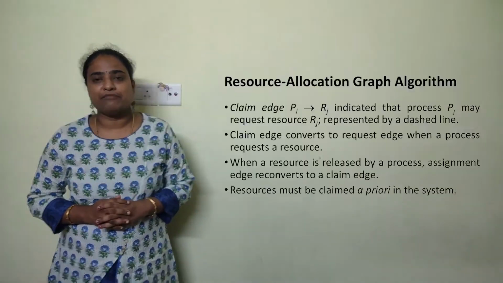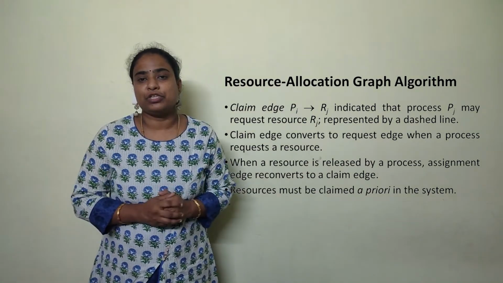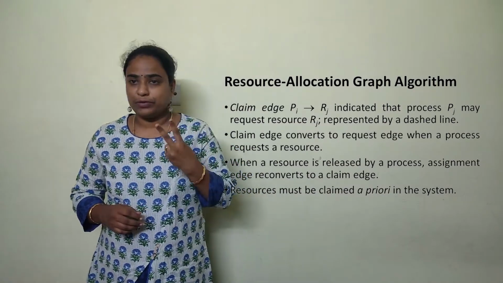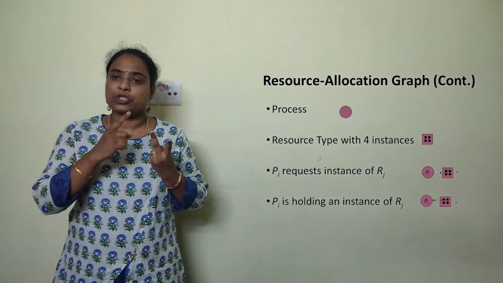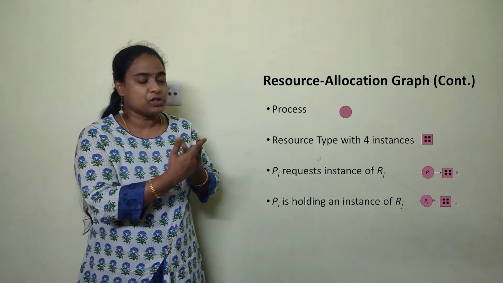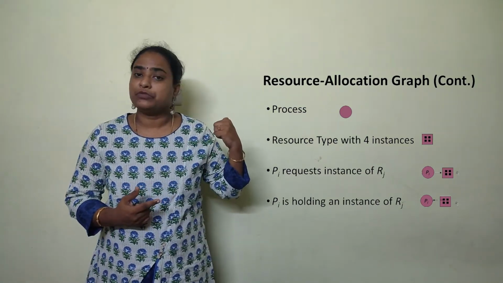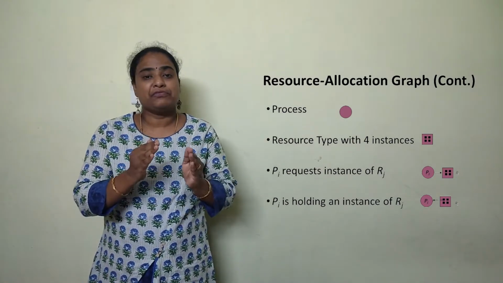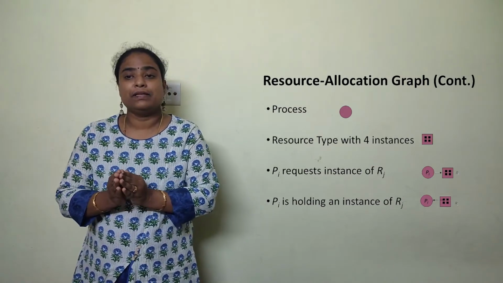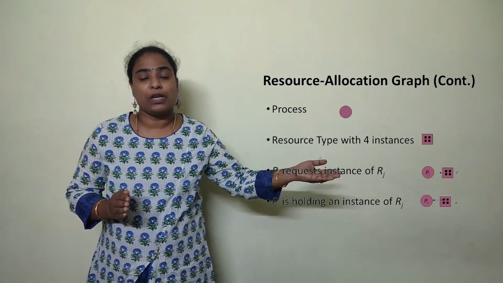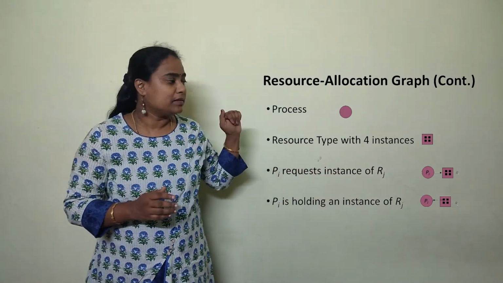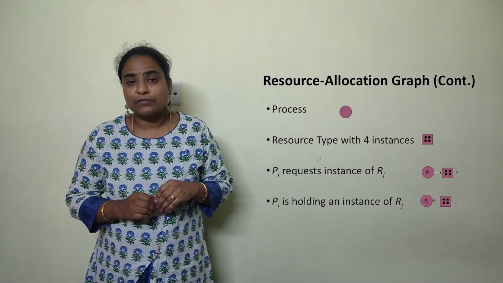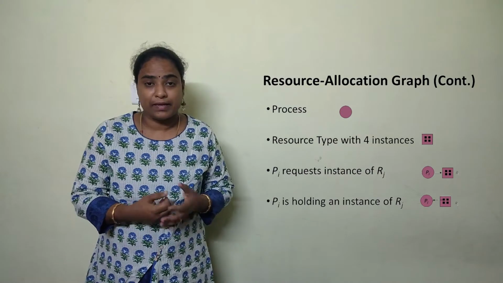In the resource allocation graph algorithm, in our resource allocation graph, we are going to add a third edge called claim edge. Already we have two edges. One is the request edge. If a process Pi requests a resource Rj, then there is an edge from Pi to Rj. We call it a request edge. If the resource Rj is available, then the resource will be allocated to Pi, and the arrow will be changed from resource Rj to Pi. We call that an allocation edge or assignment edge.